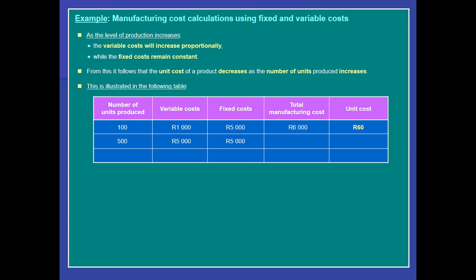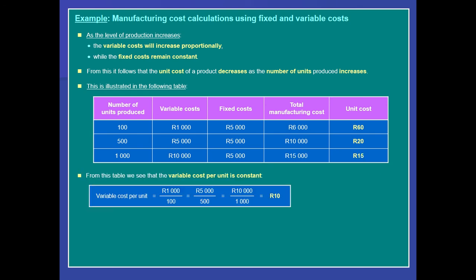Since your fixed costs remain the same and do not change, it simply means that your variable cost will increase as you produce more units. Your total manufacturing cost will simply be 10,000 rand. Unit cost will be 20 rand. So that is cost per unit. You realize that the more you produce, cost per unit will decrease. If you produce 1,000 units, your variable cost goes up, but your fixed cost remains the same. Your total manufacturing cost will be 15,000. Note that your unit cost will decrease the more you produce.